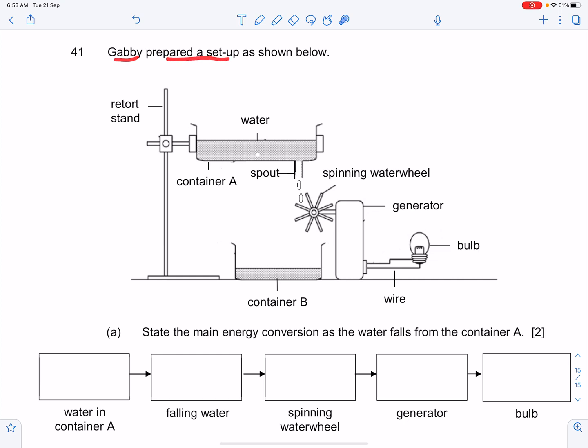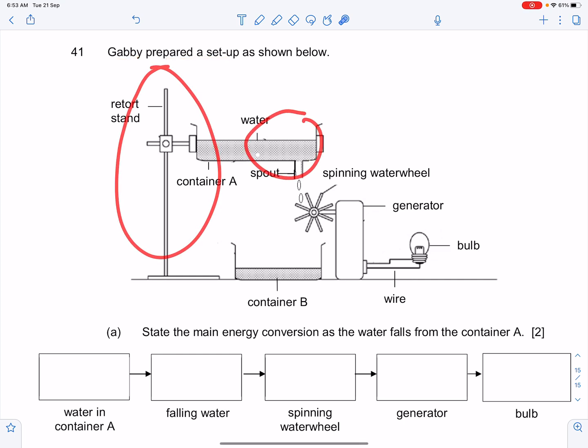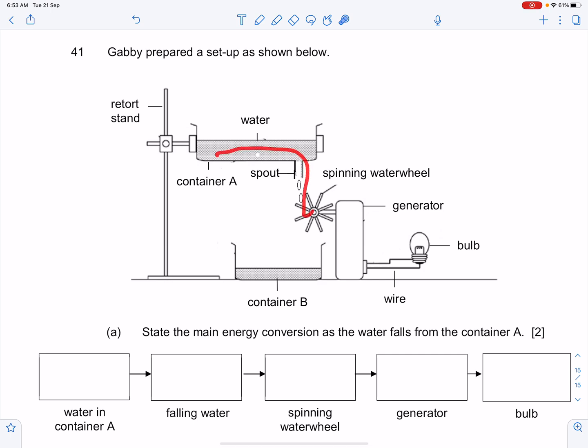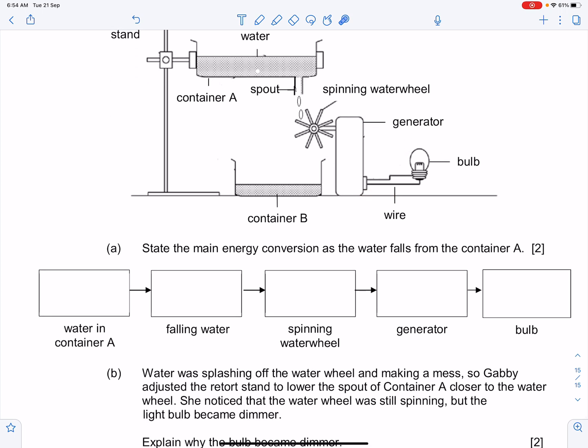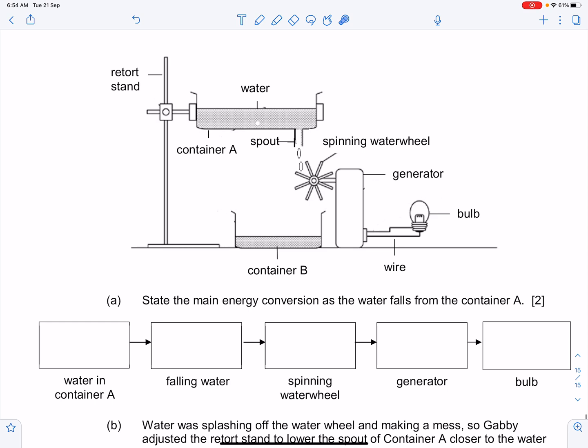Gabby prepared a setup as shown below. You've got a retort stand, water, a spinning water wheel, a generator, and a light bulb. Basically, how this setup works is the water will flow down, spin the wheel, and then the generator generates electricity to power the bulb. Very straightforward actually. The water in container A is at a height, so because there is height, this is GPE.